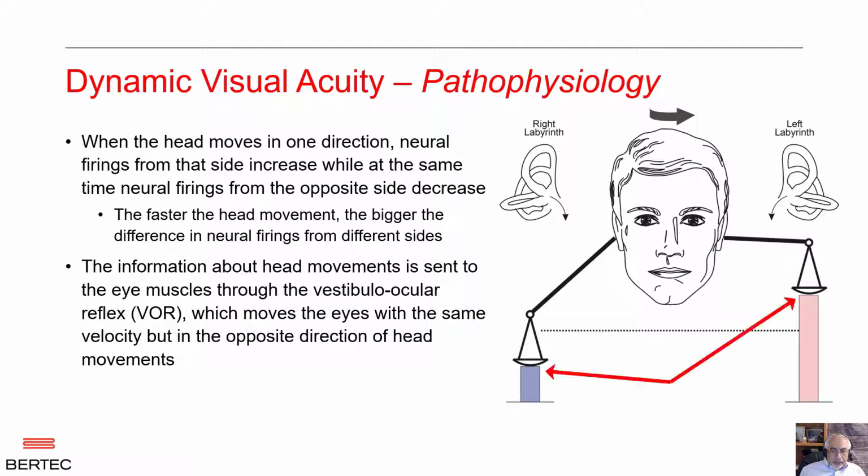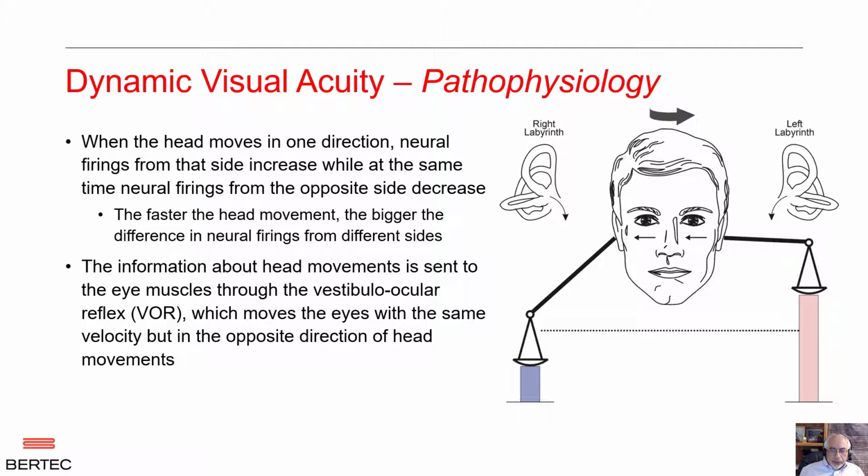The faster the head moves, the bigger the difference in neural firings from the two sides. So as I mentioned, the brain knows that the head is moving in the direction of higher neural firing, and it also learns how fast by looking at the degree of neural asymmetry between the right and left sides. The information about head movements is sent to the eye muscles through the vestibular and oculomotor nuclei. This information is used by the VOR to move the eyes with the same velocity as the head, but in the opposite direction.